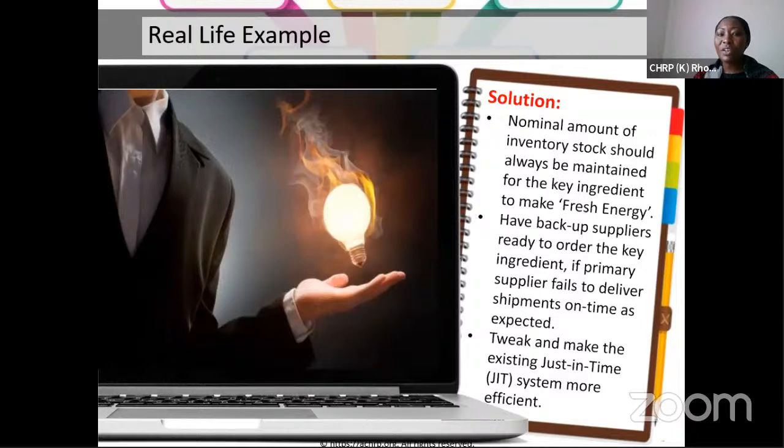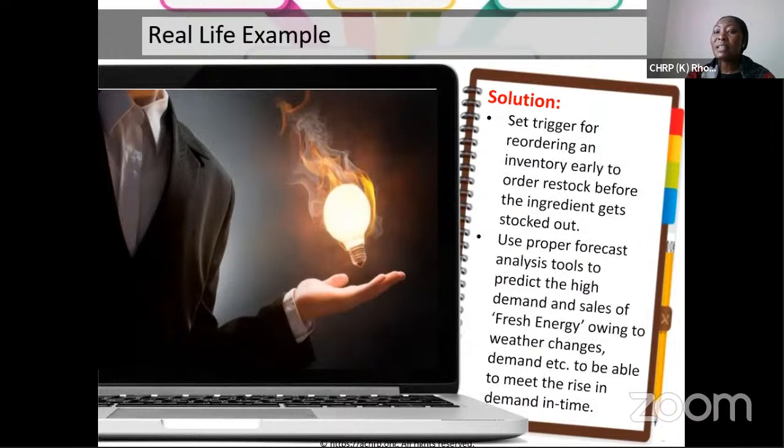Then the solution. Now he has come to the real solution. He says a nominal amount of inventory stock should always be maintained for the key ingredients to make Fresh Energy, but maintained by who? Then have backup suppliers ready to order the key ingredients if the primary suppliers fail to deliver shipment on time as expected, which could be caused by various factors. Then tweak or adjust the existing just-in-time system to make it more efficient. Also, you can see even the people are still struggling to learn this system because it's new. So there is need for more training and capacity building for the people who are using the new system.